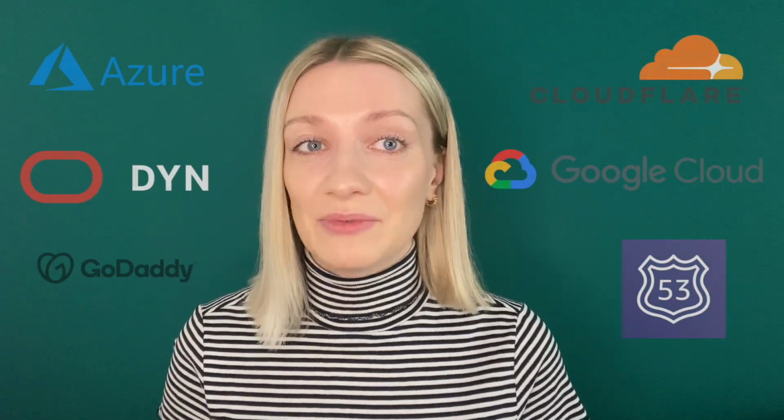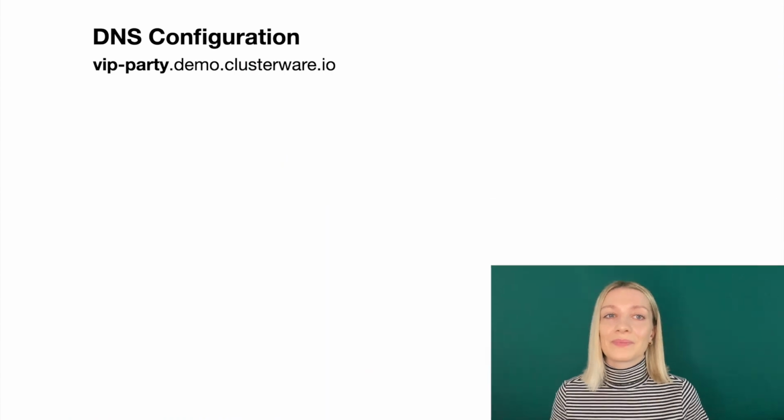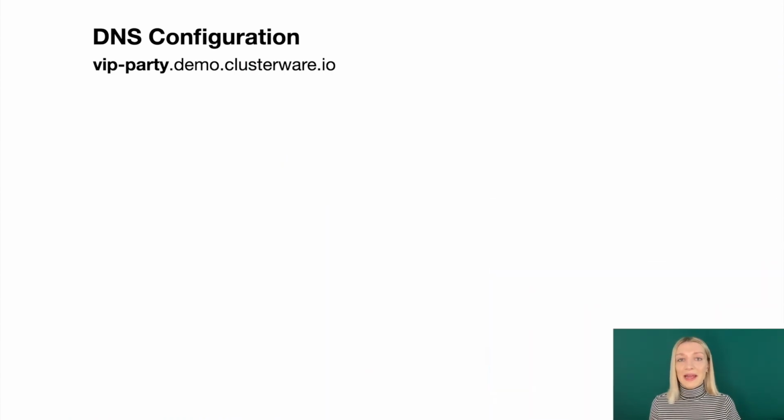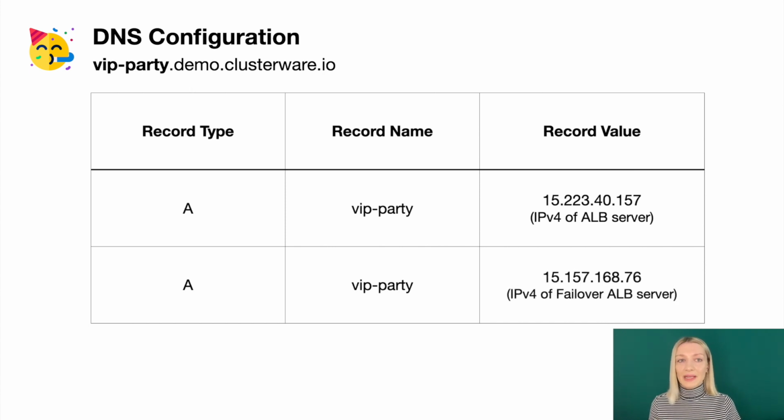Depending on your DNS provider, the configuration process will look slightly different, but here is a summary of what we need to do. For demo purposes, I'll name the alias VIP Party. It might sound technical, but trust me, it's party time. Now you need to add two A records in your DNS configuration. The first one pointing to the IP address of the ALB server, and the second one pointing to the IP address of the failover ALB server.